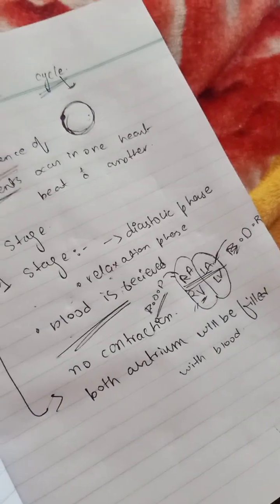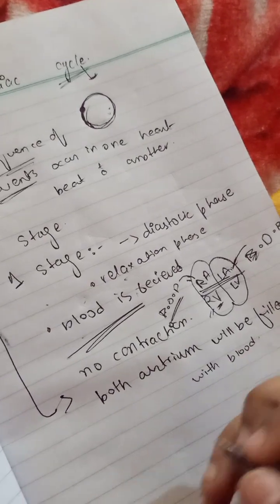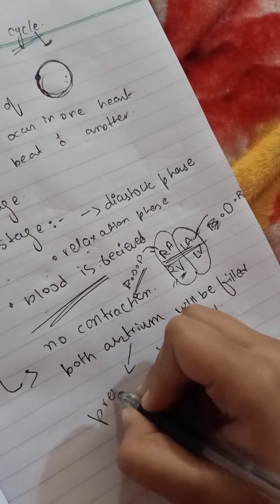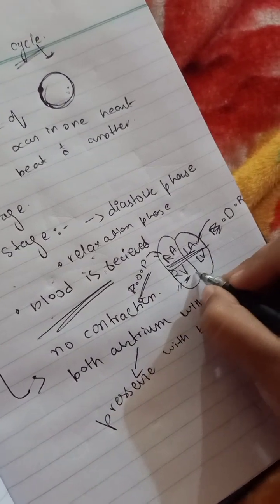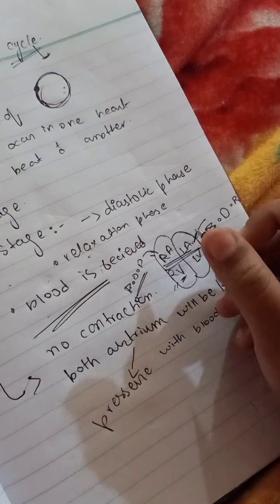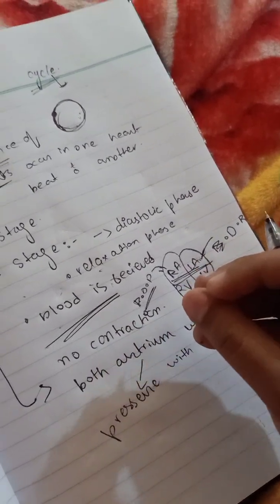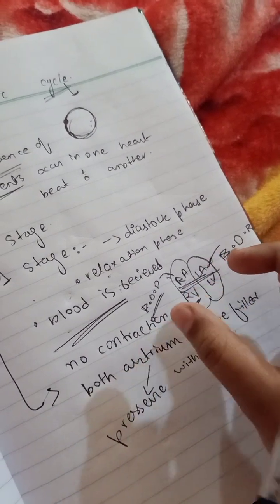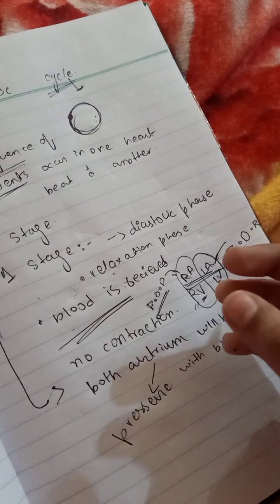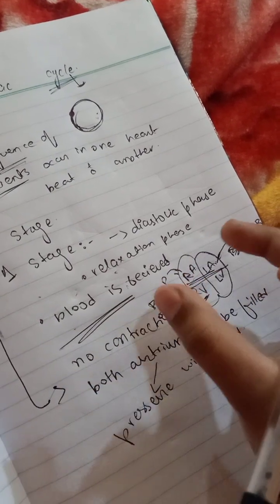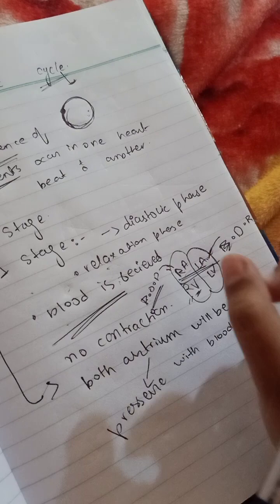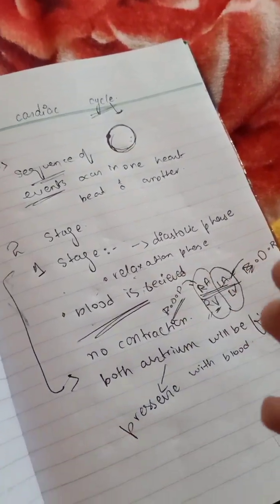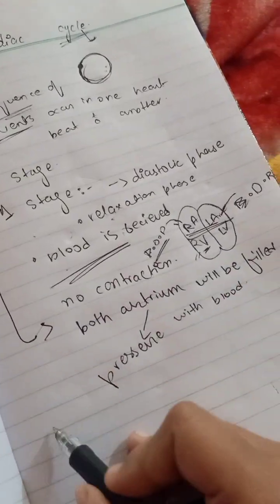Pressure will be generated in both atria. Compared to the ventricle there will be less pressure, but in the atria there will be more pressure because the blood is received. The pressure will be generated by the muscles, or stretching will occur. These are the myocardium muscles. The atrium walls will increase in size, and that's why the pressure will be generated by the walls. So this was the first stage.